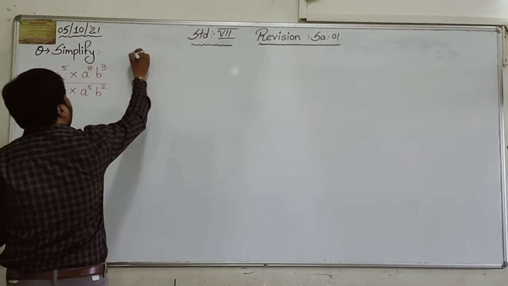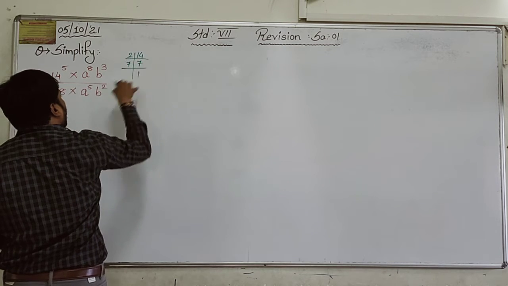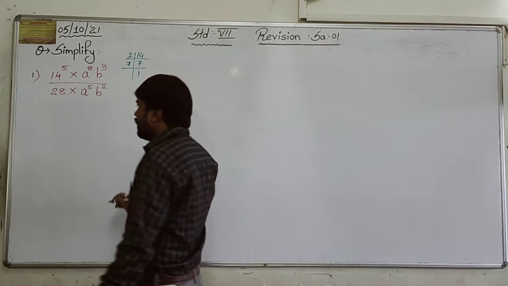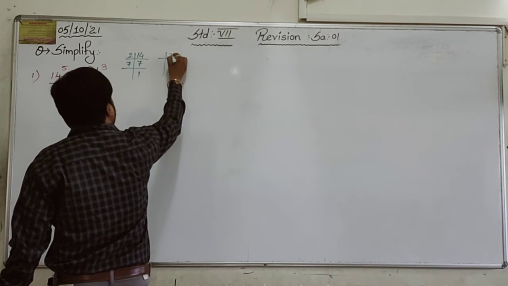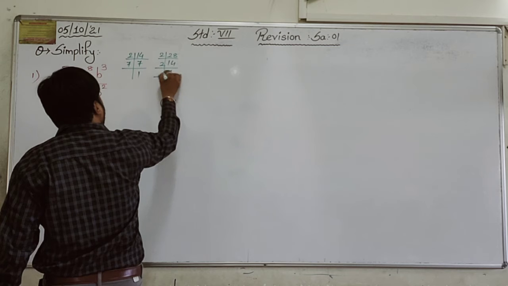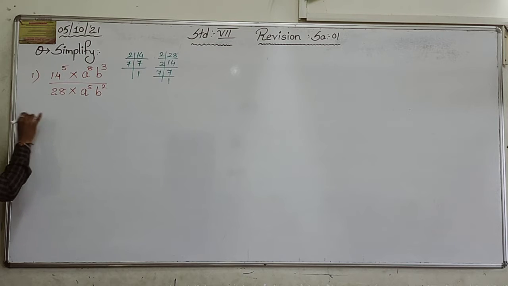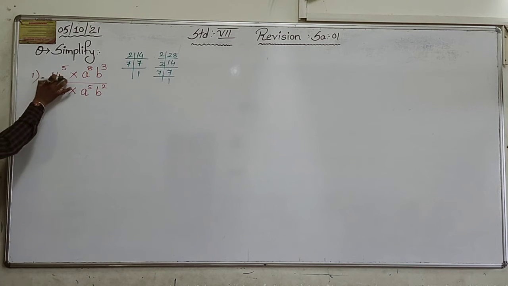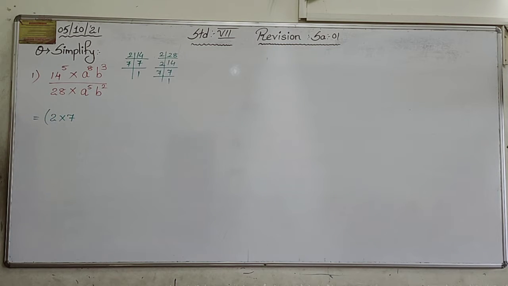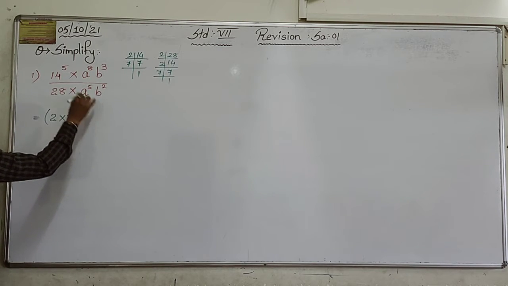So first number 14. 2 7s are 14, 7 1s are 7. So 14 can be written in the form of 2 multiplied by 7. Similarly 28: 2 14s are 28, 2 7s are 14, 7 1s are 7. Right? So try to replace. So that is equal to: now this 14 can be written as 2 multiplied by 7, raised to 5.